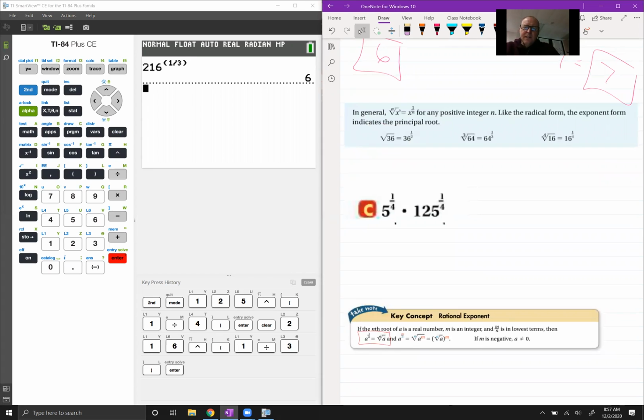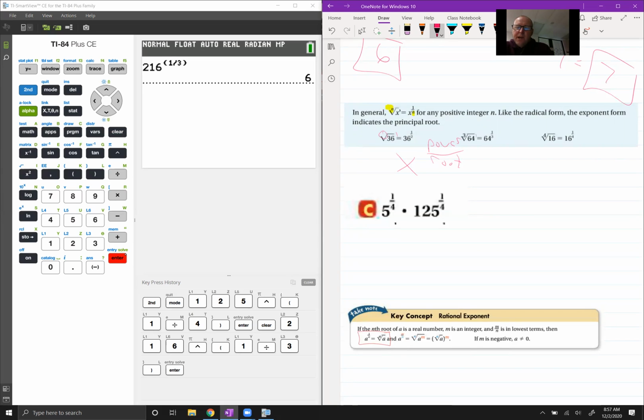So the idea is that whatever we have in the index here, that becomes the denominator. So the bottom line is we're going to work with whatever it is. So x, and it's going to be the power over the root. So we can't say that enough. Power over the root. So 36 is to the first power, but it's to the second root.